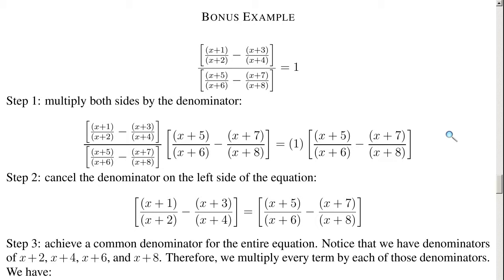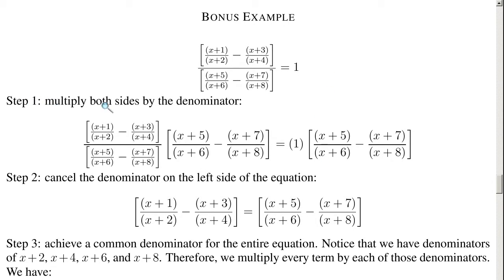So here we go. We have a large equation here. (x plus 1) over (x plus 2) minus (x plus 3) over (x plus 4), all divided by (x plus 5) over (x plus 6) minus (x plus 7) over (x plus 8), all equals 1. Holy smokes, how on earth are we going to solve this one? Well, let's just start with the same process as we did with the other ones.